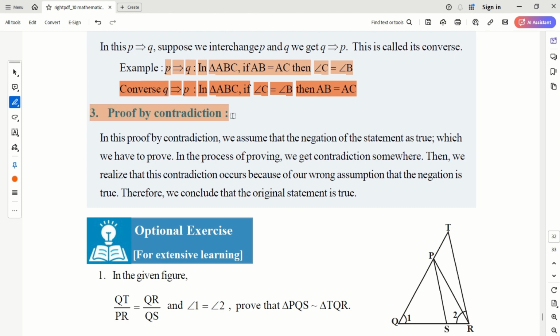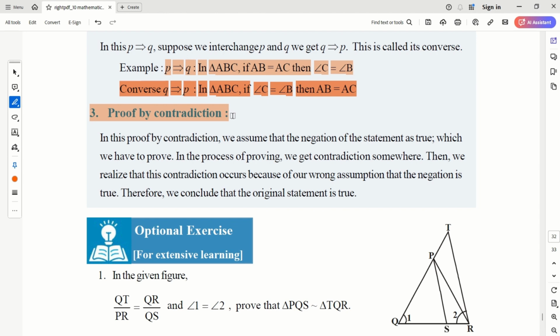It has given a very small paragraph here, but I think every mathematics student has to learn it. Okay, this is one of the very easy methods of either proving or disproving a theorem or any equation or anything. Okay, proof by contradiction. What does it say?